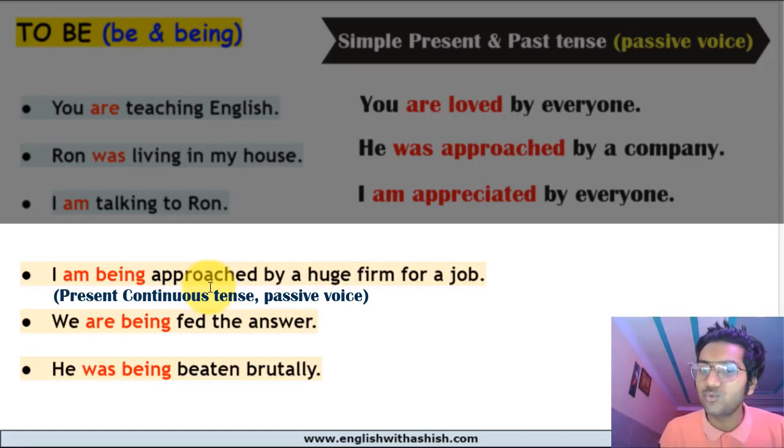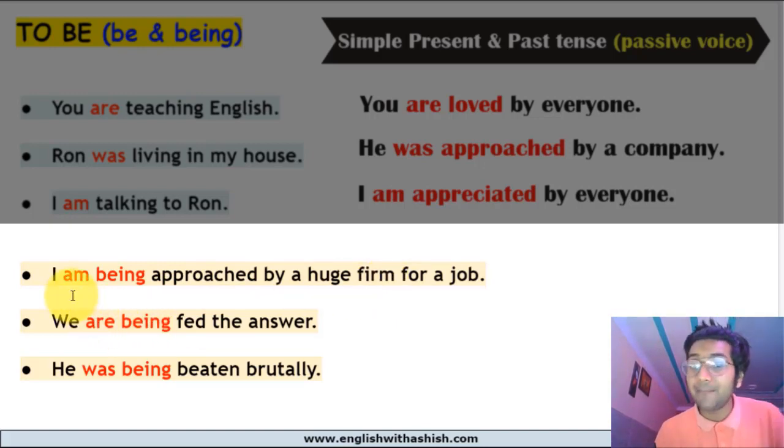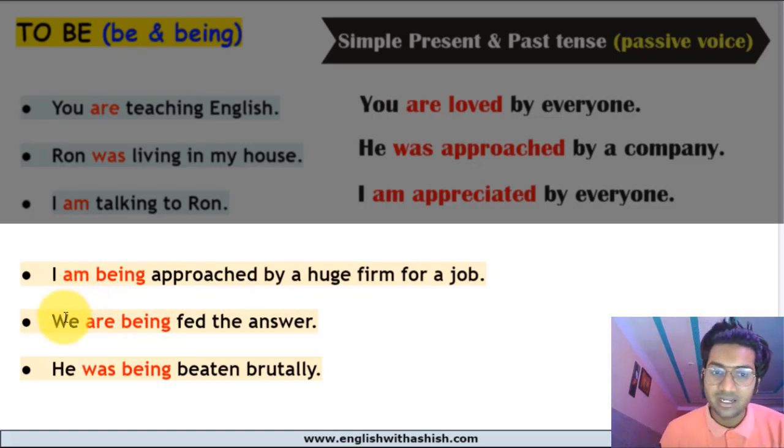We're not focusing on the doer of the action. We're focusing on the receiver of the action. I didn't do the action. A huge firm did the action, right, which is the doer of the action, but we're not focusing on that. We are focusing on the receiver of the action. I am being approached. Okay, he is being approached, she is being approached, you are being approached.